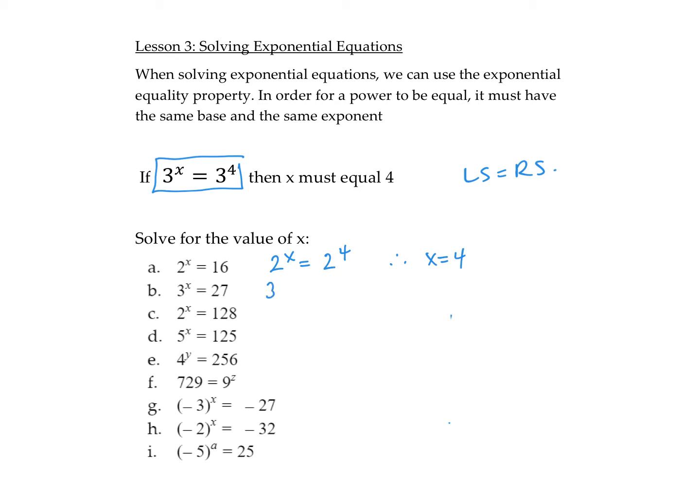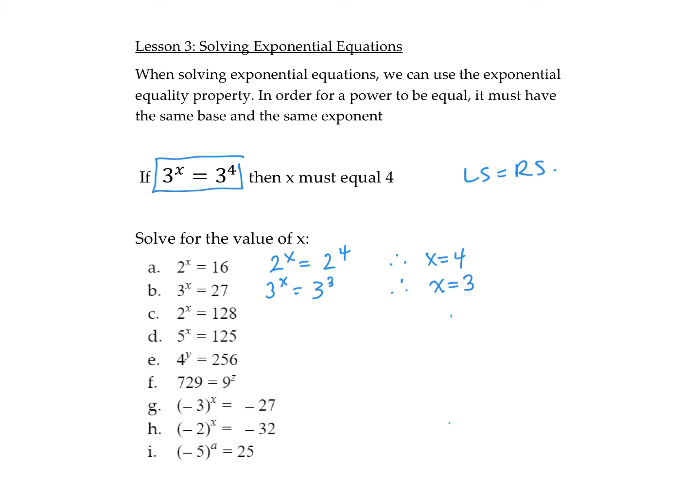If I had 3 to the x equals 27, I want to change 27 to the same base, so I want to change it to base 3. I know 27 is equal to 3 to the power 3. Once I have the same base, I can say the exponents must be equal, so x must be equal to 3.